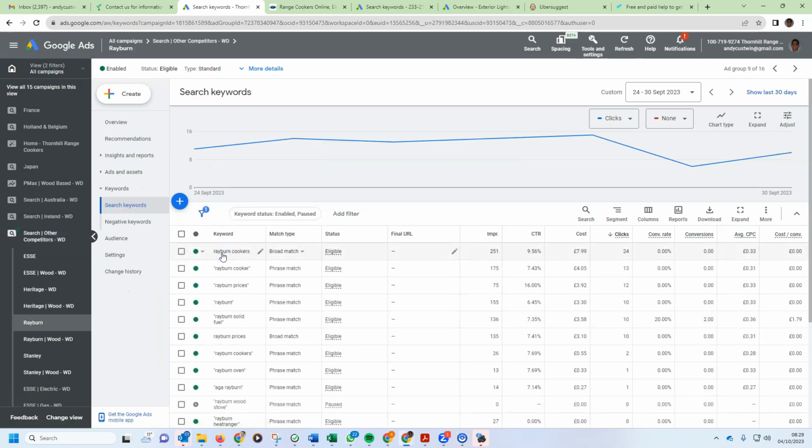So a quick look at the keywords in that ad group. These are all related to this competitor, and you can see the individual clicks for each of these keywords here. And what we're going to do now is look at these visitors in the analytics system.